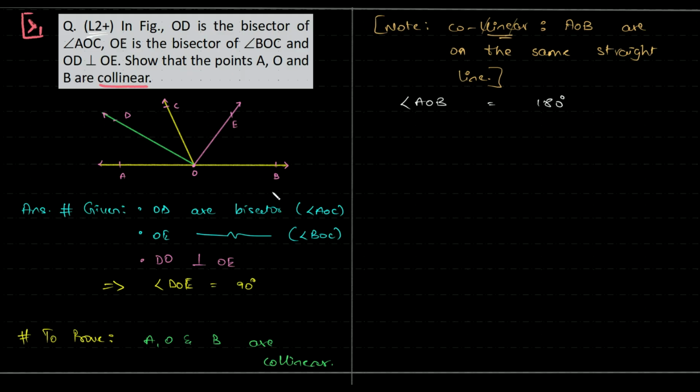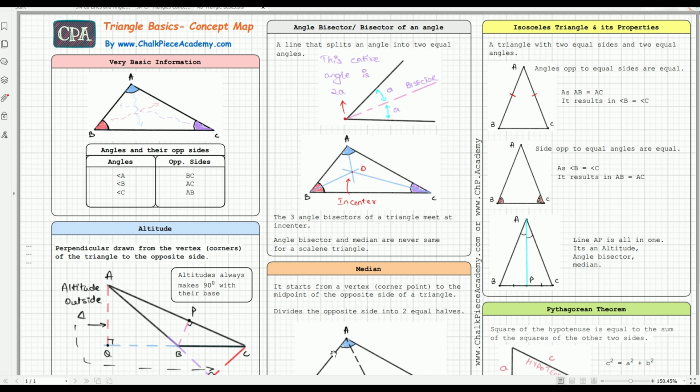What I want you to do is, first of all, understand what a bisector means. What does this statement mean, OD being a bisector of angle AOC? I want you to think about it. I'll give you a clue. It has to do with this sheet. This sheet will help you figure that out.